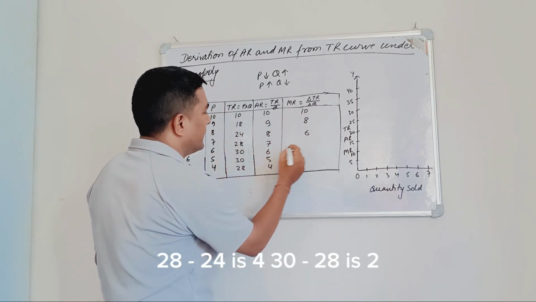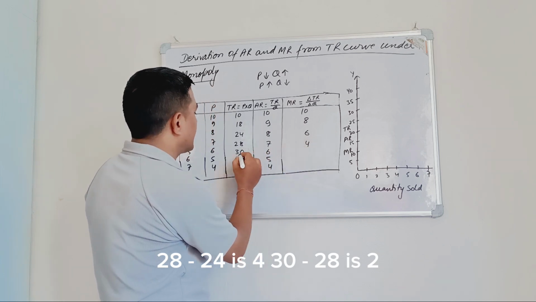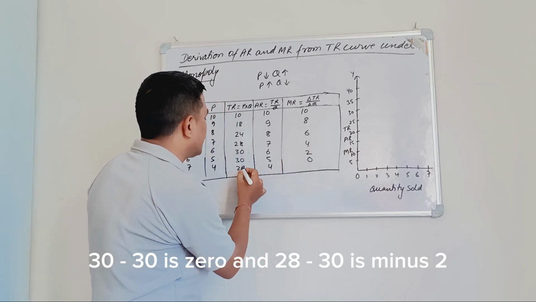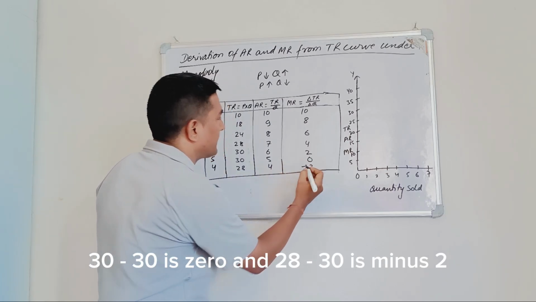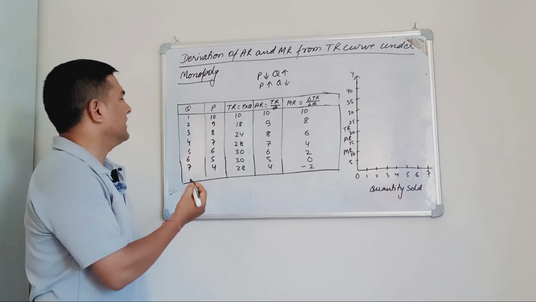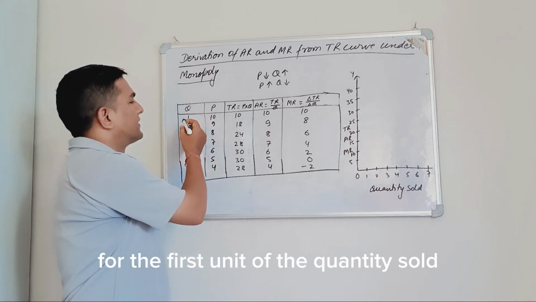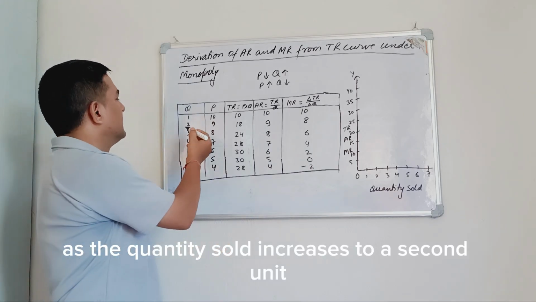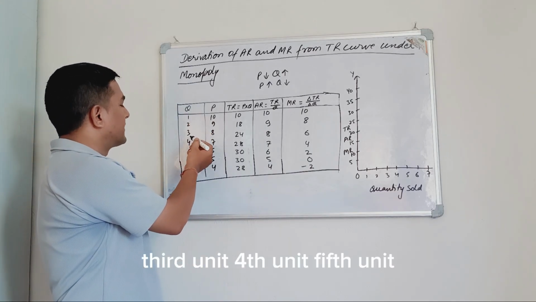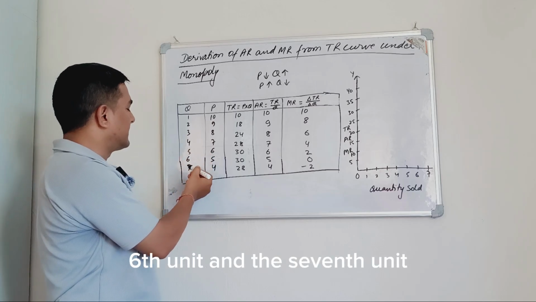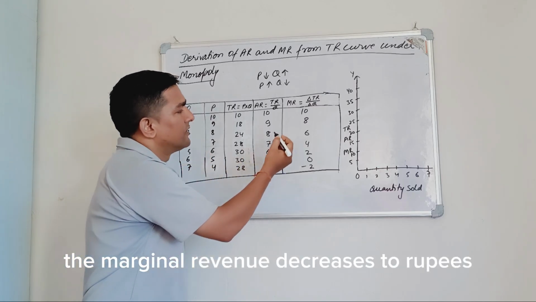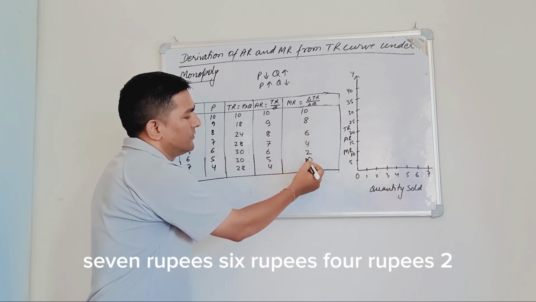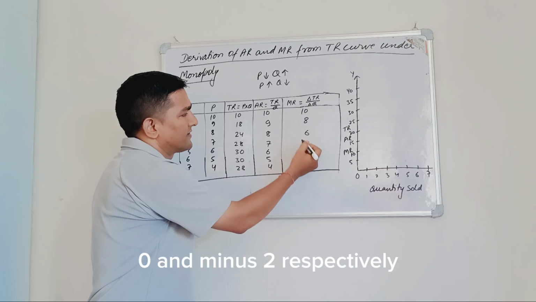28 minus 24 is 4, 30 minus 28 is 2, 30 minus 30 is 0, and 28 minus 30 is minus 2. Here we can see for the first unit of the quantity sold, the marginal revenue is rupees 10. As the quantity sold increases to the second unit, third unit, fourth unit, fifth unit, sixth unit, and the seventh unit, the marginal revenue decreases to rupees 7, rupees 6, rupees 4, rupees 2, 0, and minus 2 respectively.